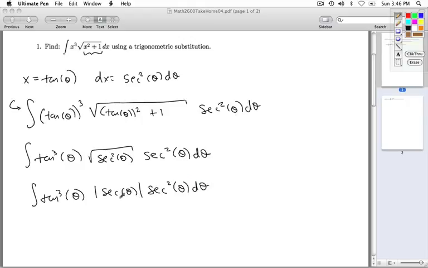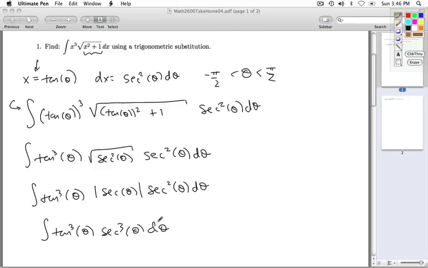Okay, and so now it becomes important where we are making this substitution. X equals tangent of theta. The theta we're using is between negative pi over 2 and pi over 2. That lets us drop the absolute values. I get tangent cubed theta, secant cubed theta, d theta.